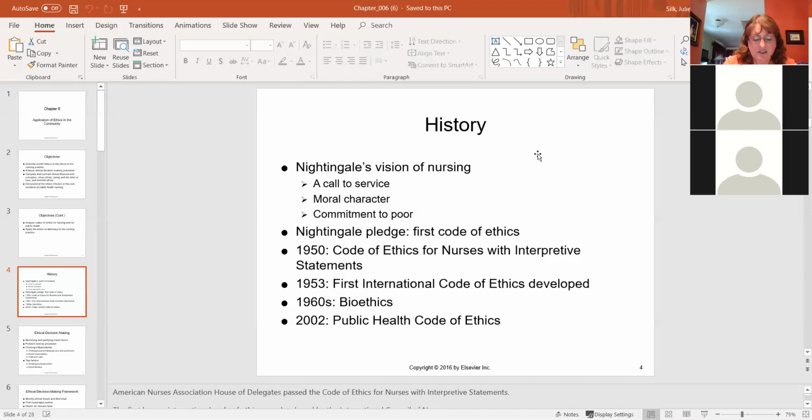And then in the 1960s, bioethics kind of came into play. And then in 2002, the Public Health Code of Ethics. So this was adopted, and it presents principles, rules, and ideas to guide public health practice, but it's not intended to provide a specific action plan for ethical decision making.